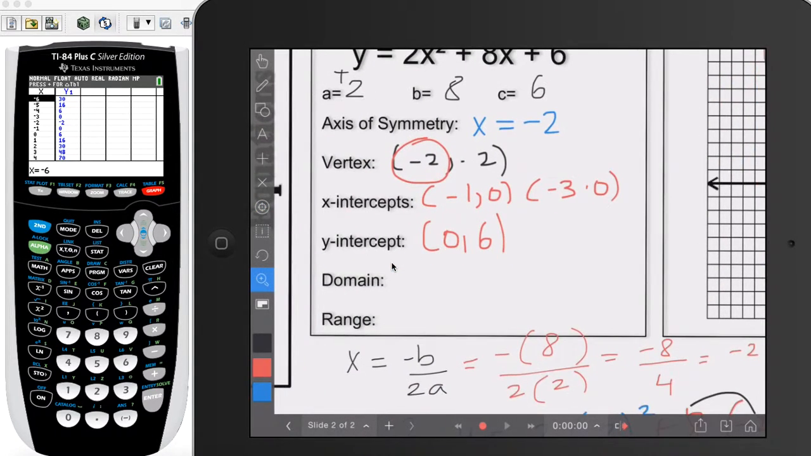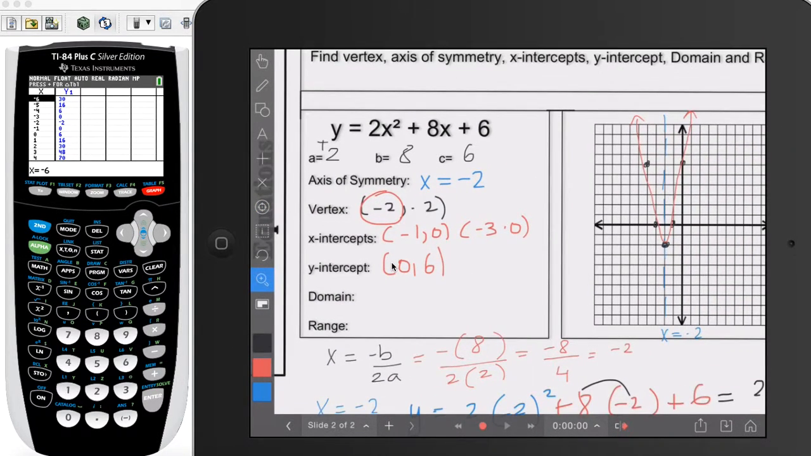Now let's go ahead and find the domain and range. I almost forgot to do that. Now the domain is always going to be from -infinity to infinity. The range is going to be from bottom to top. In this case, it's going to be from the y of the vertex, which is -2, all the way up to plus infinity, since it's opening upward.